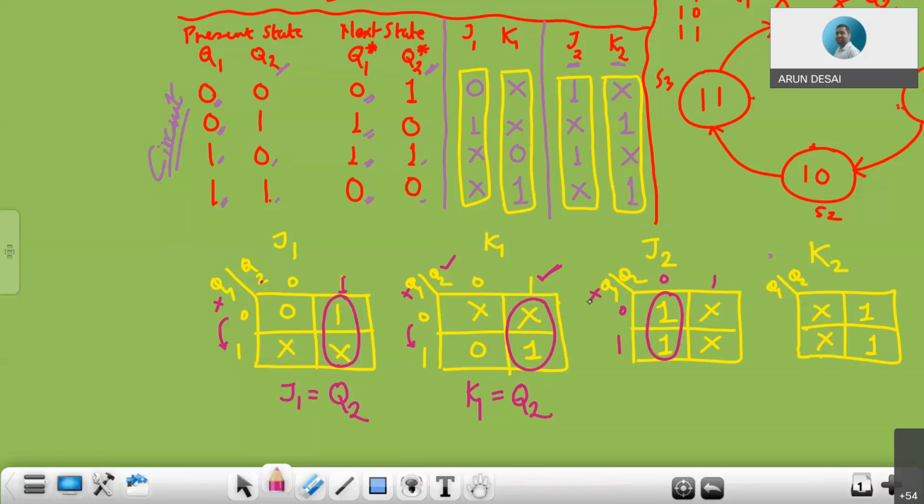We have don't care over there, right? So we can also use all the don't cares, right? It becomes, J2 becomes Q2 complement, right? But why use Q2 complement again there? We can have a group like this as well.